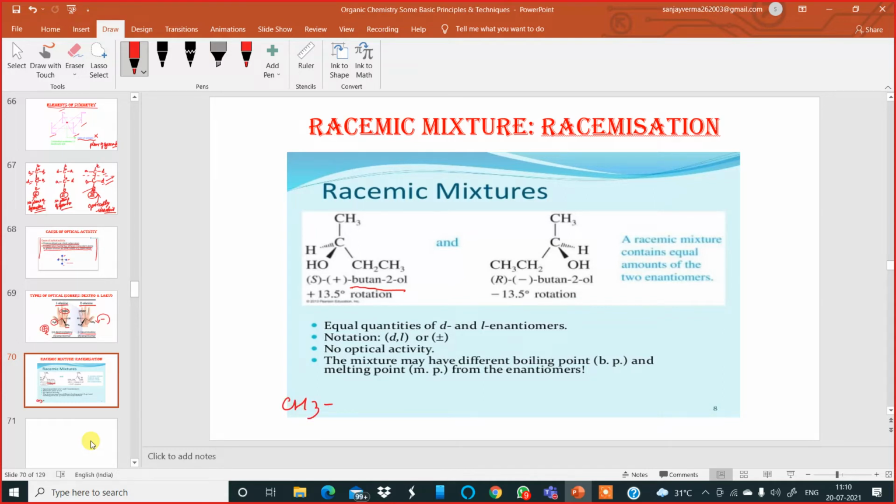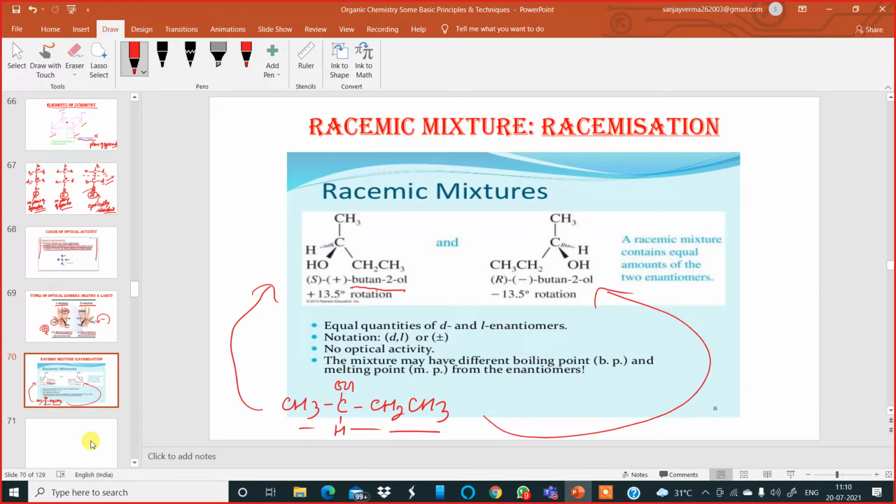CH3, CHOH, okay. Then CH2, CH3. This is butanol. So the structure has been written in two different methods over here. Here is one method, here is one method. The same structure. Now keeping this carbon as chiral, this carbon is chiral because it has 4 different groups around it, making it optically active.